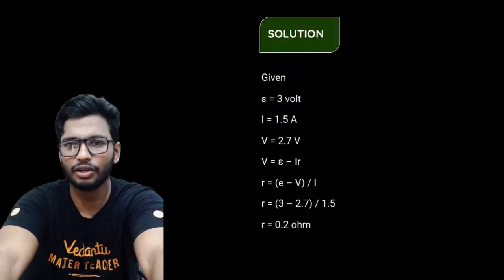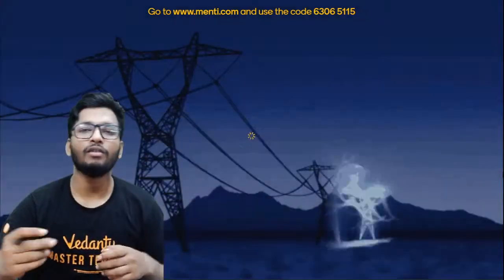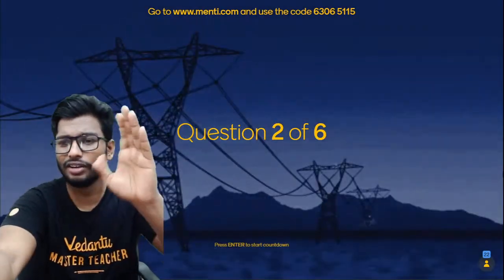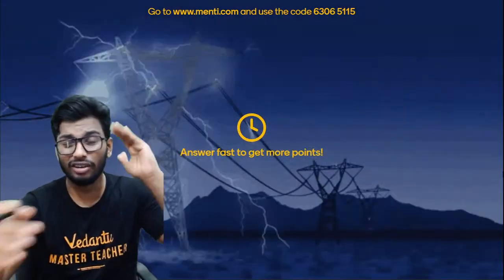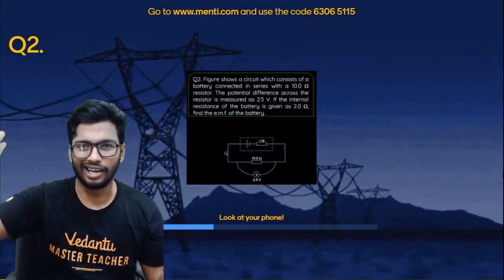Congratulations, guys. I believe we have another question as well. So quickly go back to the Mentimeter one more time. Second question, people. Another numerical. So take your time and solve it. You have enough time, more than 1 minute. Get it right, because if you get it right, you have almost beaten 90% of the class.